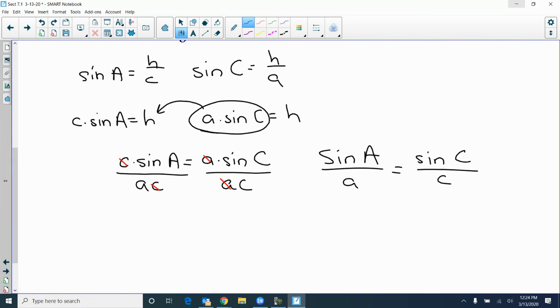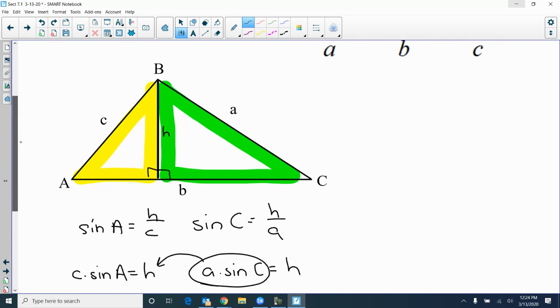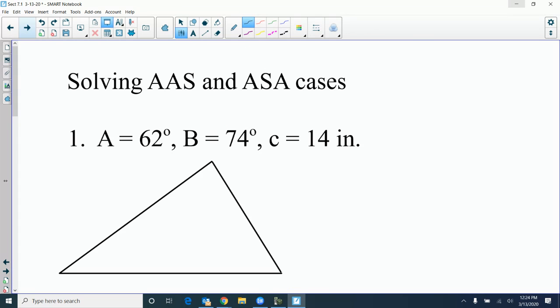You can just rearrange it and put in angle B. But I think it's good to see that and to understand that it works for a right triangle, but it works for any triangle. Okay, we can now use this for non-right triangles. Got it? All right, let's take a look at what this means.